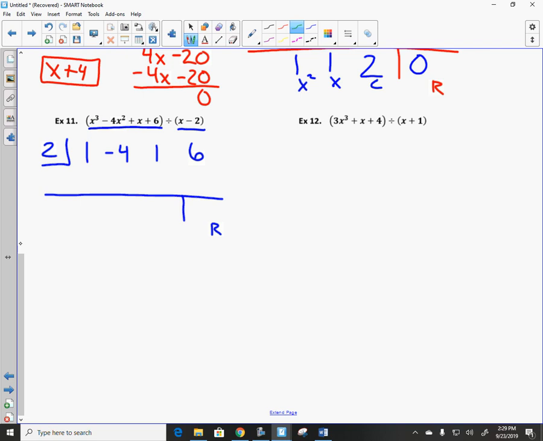What do I start with? Drop the 1. Then multiply. Add. Multiply, add. Multiply, add. That's my constant. That's my x. That's my x squared. So I have 1x squared minus 2x minus 3.